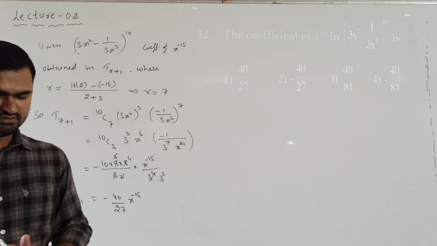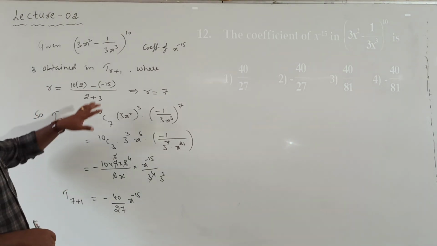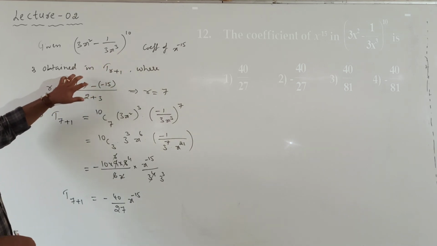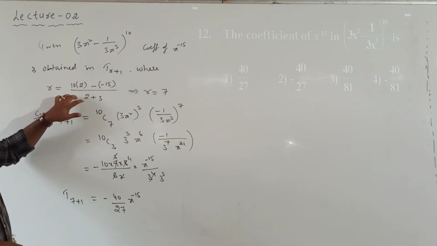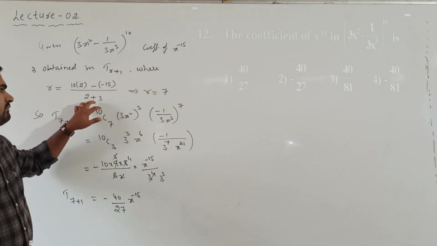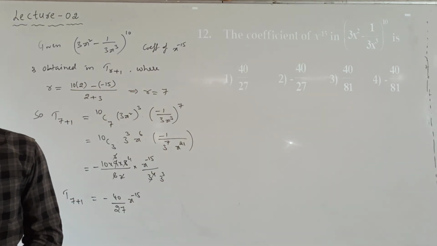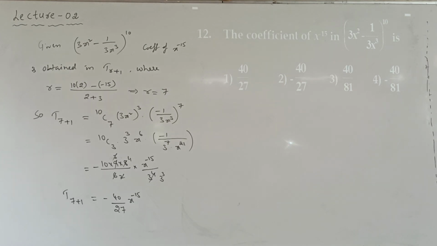Okay. So is that the formula? The x to the power of m coefficient will be obtained in T r plus 1, where r is np minus n divided by p plus q. Let us go to the next question.